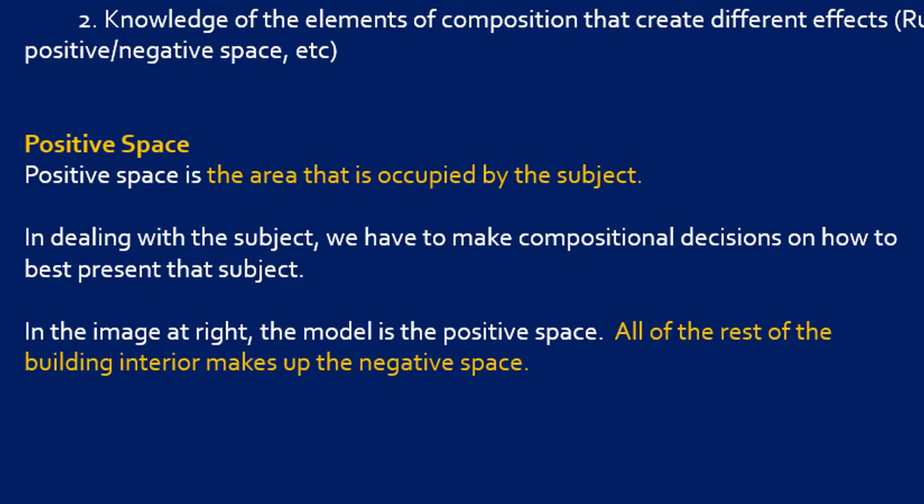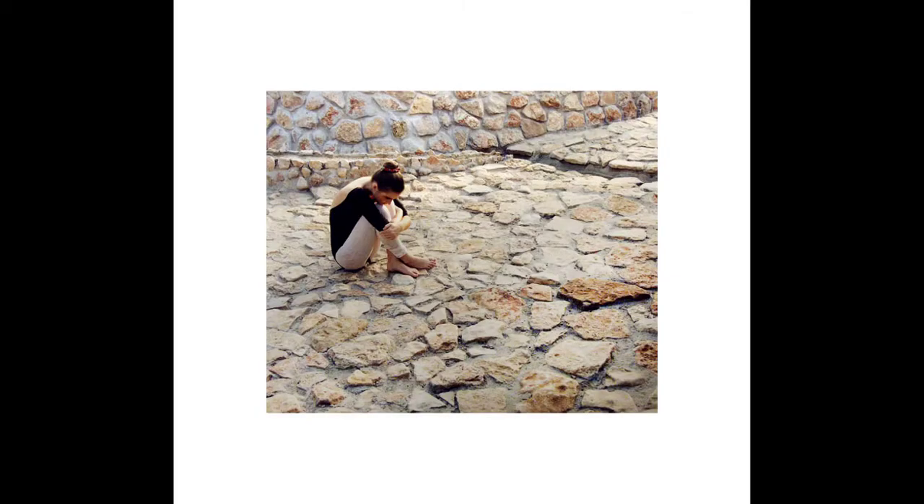By definition, positive space is the area within the image that is occupied by the subject. All of the rest of the space is considered to be negative space. In dealing with the subject, we have to make compositional decisions on how to best present that subject. In this image, the model is in the positive space by definition. All of the rest of the building interior makes up the negative space. In composition, we use negative space to present the subject.